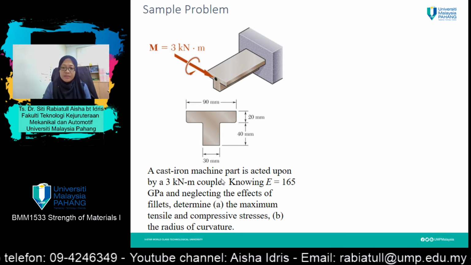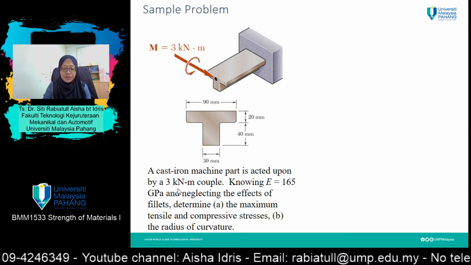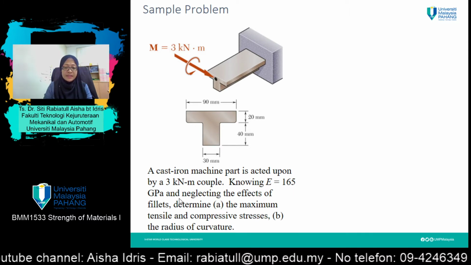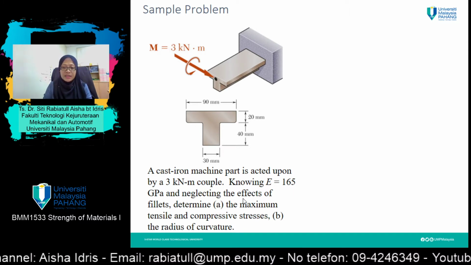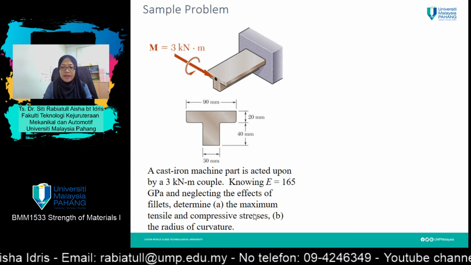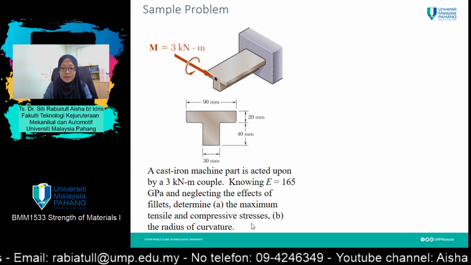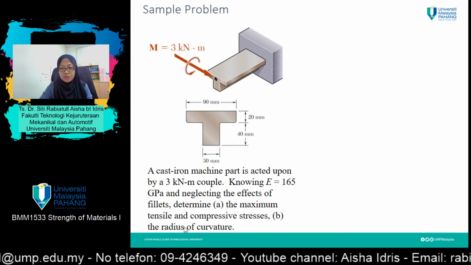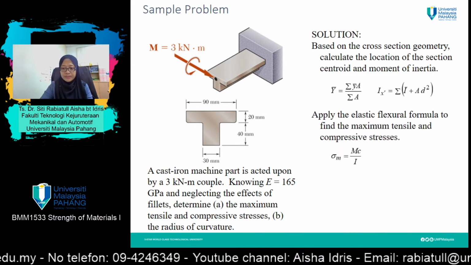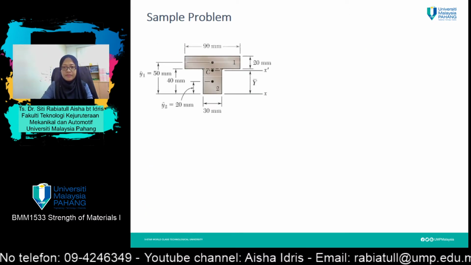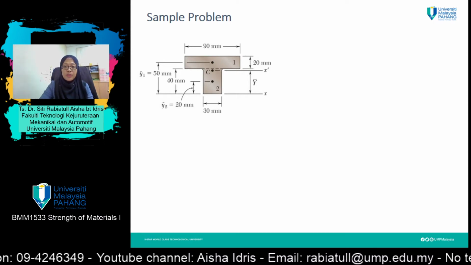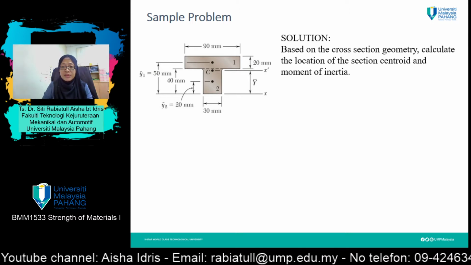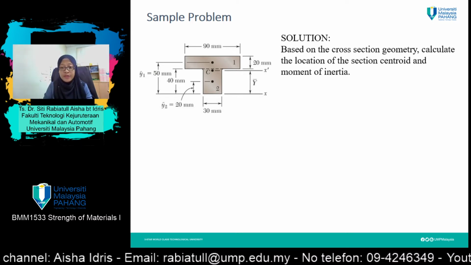Okay, now let's move on to another example. A cast iron machine part is acted upon by a 3 kN couple. E is given as 165 gigapascal, and it says to neglect the effects of fillet. Find A, the maximum tensile and compressive stresses, and B, the radius of curvature. So let's look at how to solve this problem. Number one, we need to calculate the location of the section centroid and the moment of inertia.